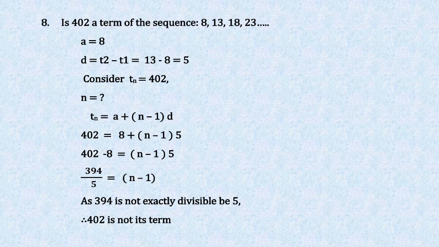So we should get a whole number. It should be the 8th term, 9th term, 10th term. We cannot say 10.5 term, 11.5 term, 11 1 by 3 term. We cannot say it in that way. We should get a whole number to say that this term belongs to this particular sequence. So as 394 is not divisible by 5, 402 is not its term.